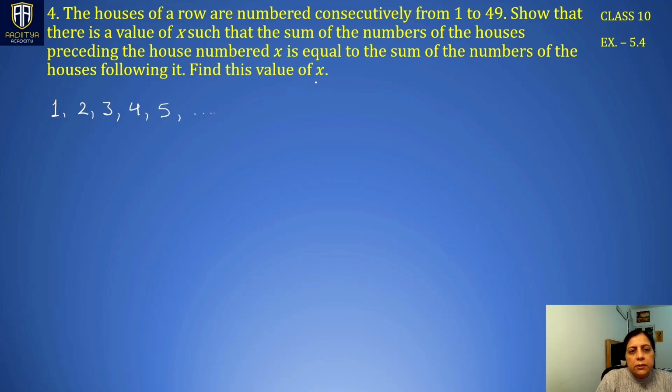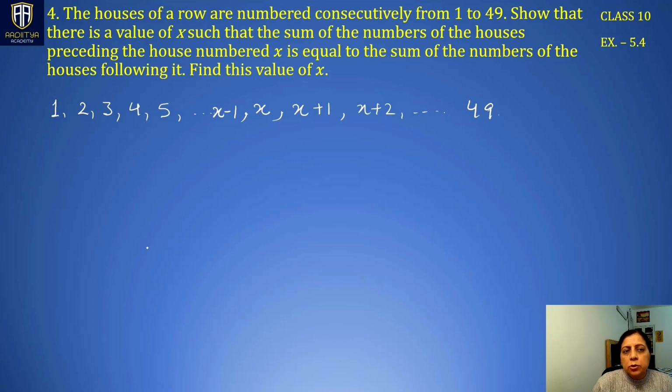So now let us assume that there will be some house numbered x, right? Next to it will be x plus 1, x plus 2 and so on till 49. And before this x, the number will be x minus 1. So this is the sequence that we have got. I have just written the numbers in sequence from 1 to 49.